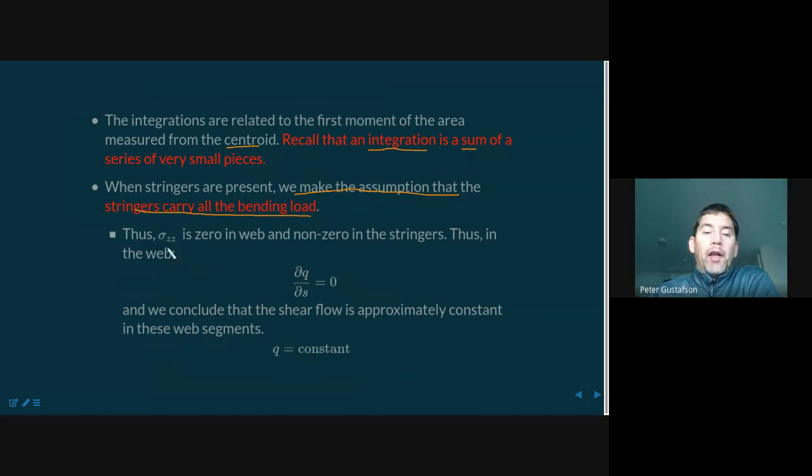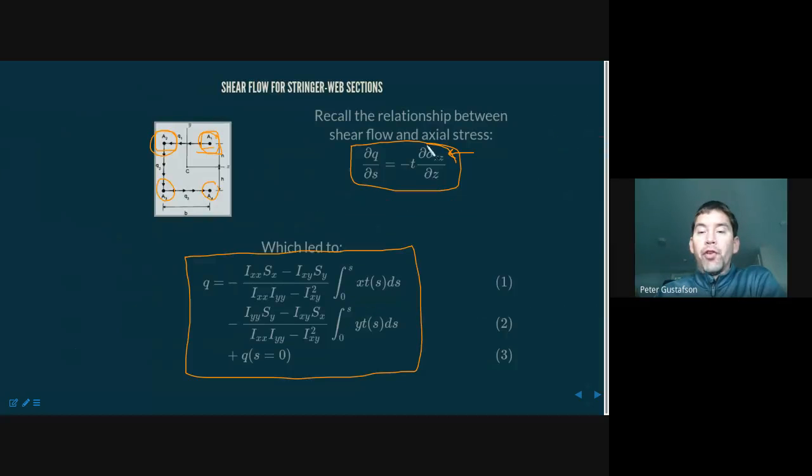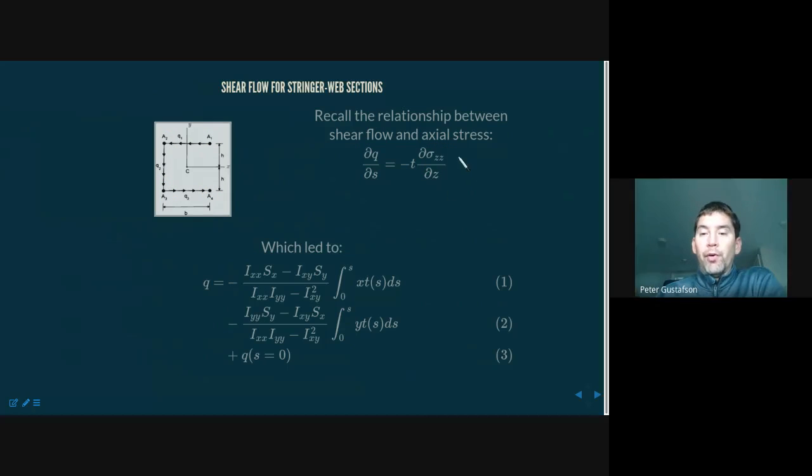Now, consequently, what do we learn? If we've made that assumption, then in what we're calling the web section, this is the thin-walled portion of the structure, in that section we are assuming that sigma zz is small. It's negligible. In fact, we'll go so far as to say it's 0. Now, when that is the case, of course, we can plug that into this equation here. dq/ds is now equal to minus t d sigma/dz, but if sigma is 0, then this right-hand side, again, becomes 0.